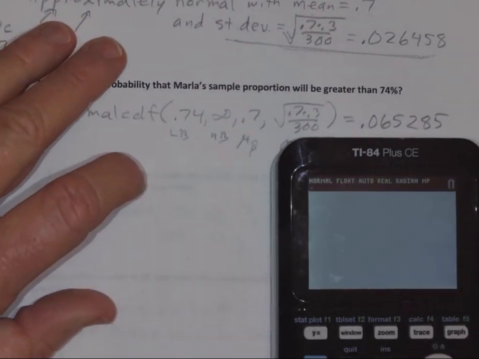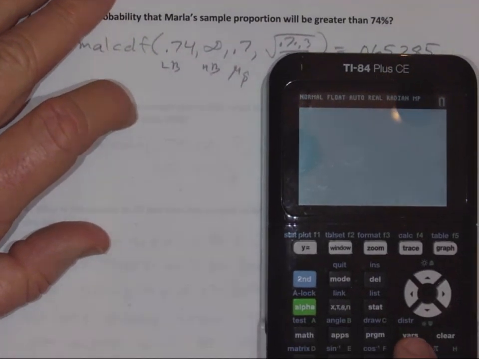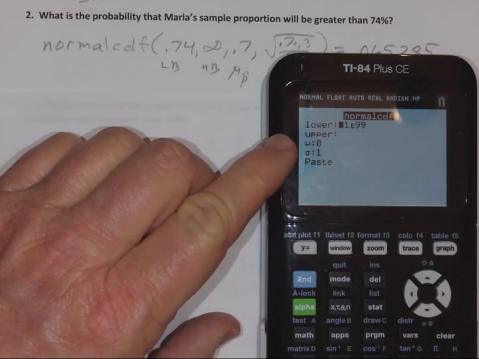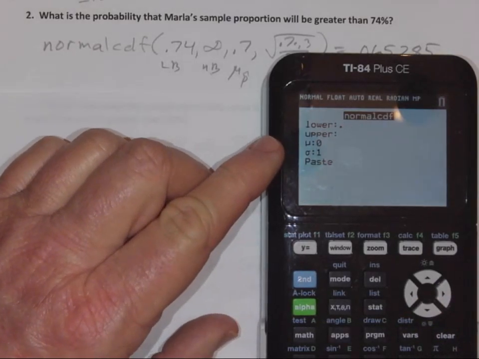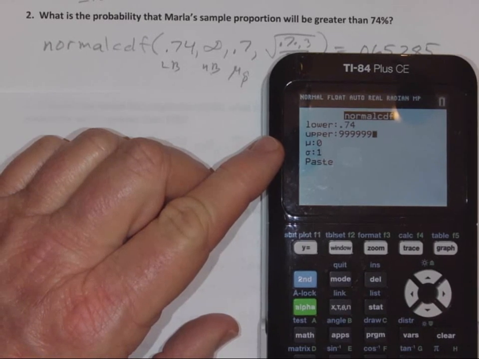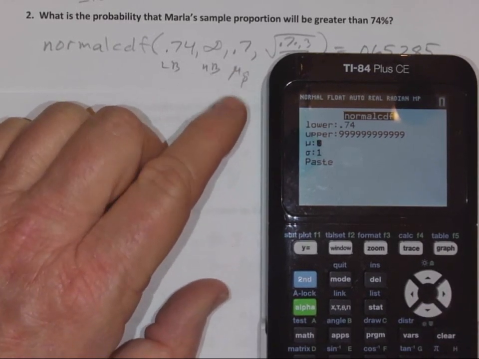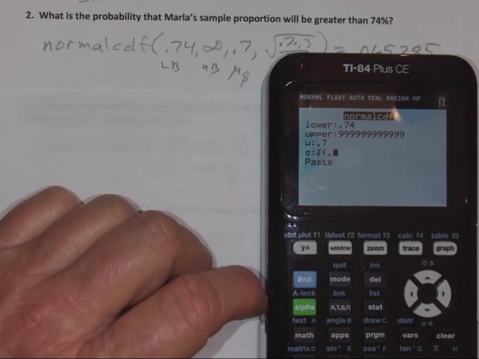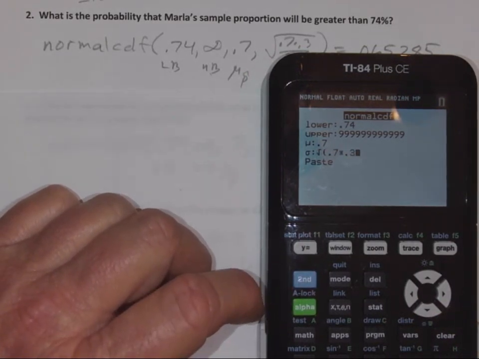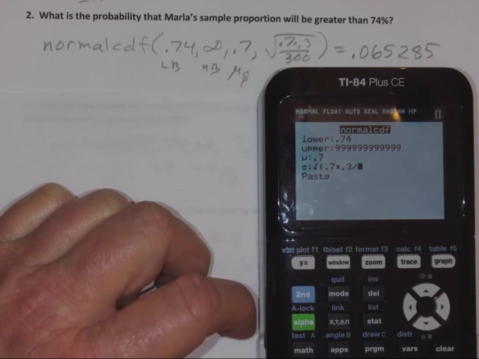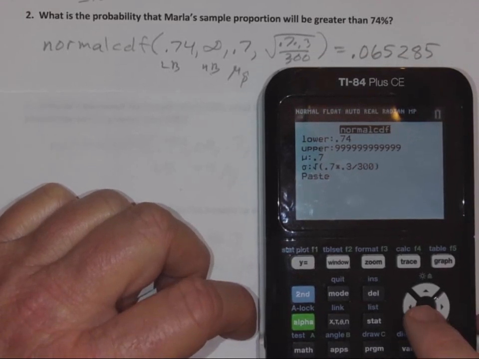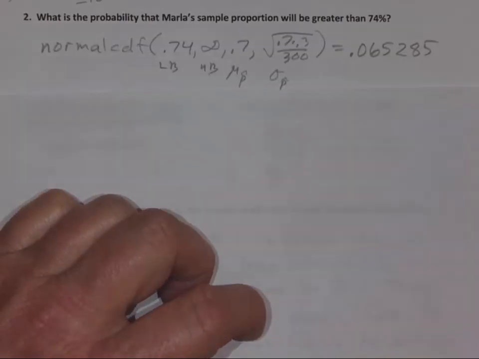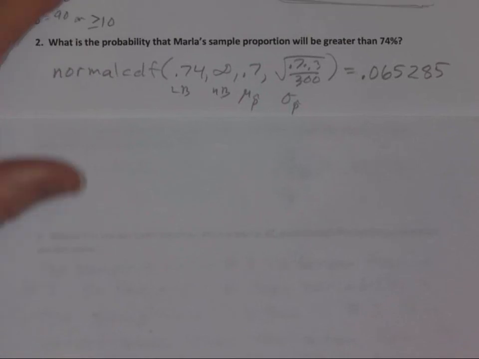All right, so we would go second distribution, right there by the vars button. Normal CDF is that one there. We're going from 0.74 to infinity, so I'll just put 9 trillion or something like that. And then the mean is 0.7. And then the standard deviation, you can just put the square root of 0.7 times 0.3 divided by our sample size, which is 300, close parentheses. And there we go. There's our answer. And so that's how you do that. That is a sampling distribution problem.